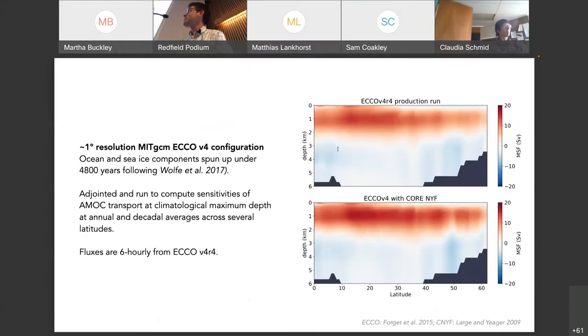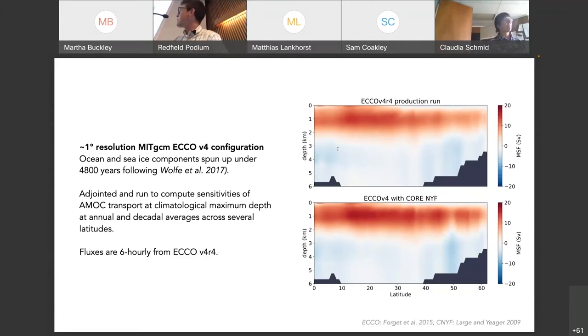So we're going to test this in an MITgcm setup. It's just the ECCO version 4 setup. This has been spun up for 4,800 years, thanks to Chris Wolfe for sharing the solution with us. It's adjointed and run to compute the sensitivities of AMOC maximum volume transport at the climatological maximum depth, at annual and decadal averages at several different latitudes. And we're also using fluxes to get the statistics of these fluxes, and that's also from the ECCO solution.